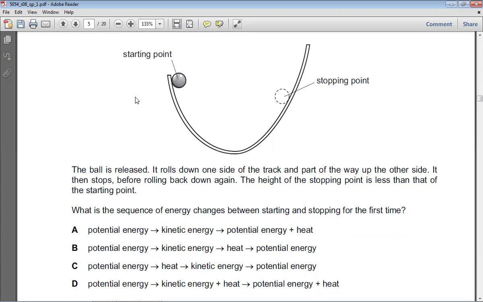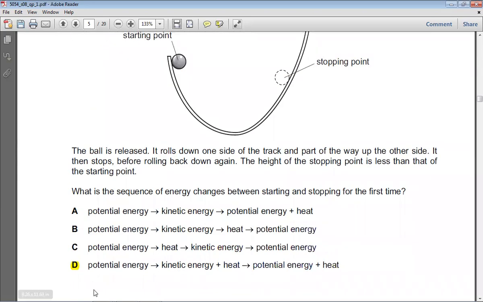So when the ball is going down, the potential energy is converted into kinetic energy and some heat is produced. And when the ball is going up, the kinetic energy will convert into the potential energy and some heat will be produced. So I think D looks the best option to me. And why are we so sure that the heat is produced? Because the height from where the ball was released and the stopping point is not the same. Its height is less. So it means some energy has been lost, and that will be in the form of heat. So I think D is the right option, sir.